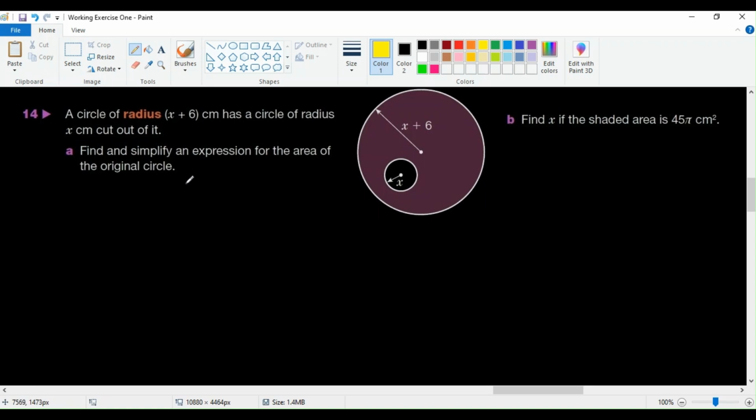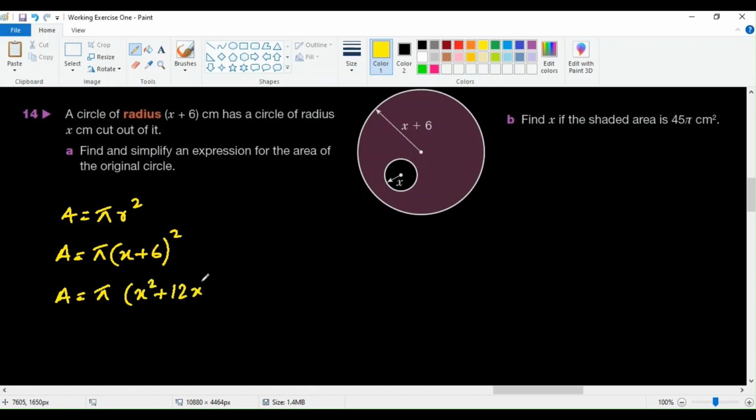When it comes to the original circle, it is A equals pi r squared, and in here the radius is x plus 6, so I will write A equals pi (x plus 6) squared. This is the radius of the circle. Once I expand this bracket, what I will get is x squared, 6x double is 12x, and plus 36. So this is the expression for the area of the original circle.